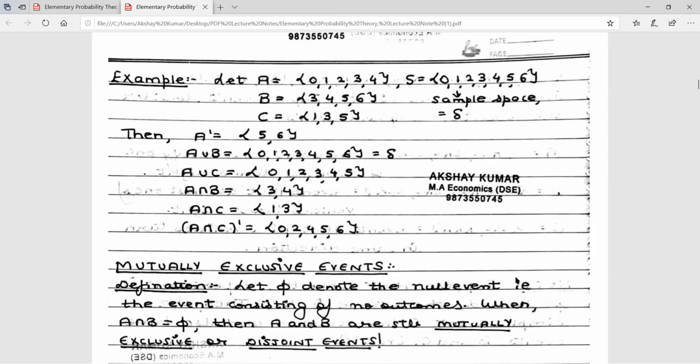And A intersection C complement. A intersection C complement means first you'll find A intersection C. A intersection C is the set of 1, 3. You will remove that from the sample space. So if I remove the set of 1, 3 from the sample space, what do I get? 0, 2, 4, 5, and 6. So A intersection C is the set of 1, 3. Once I remove this from the sample space, A intersection C complement is 0, 2, 4, 5, and 6. I hope no one has any doubt with this example. It's a very basic example. You've done this even in class 11th also.